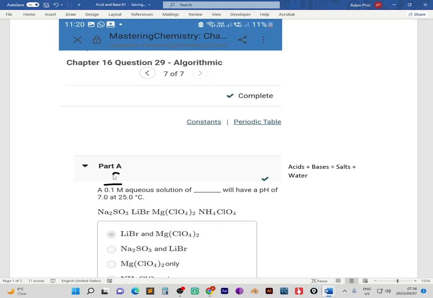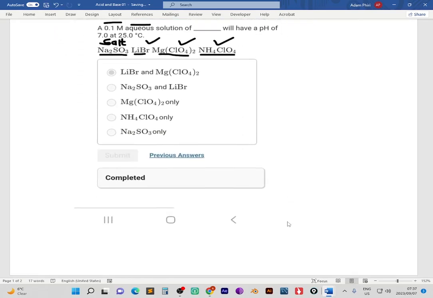It's a pH related problem, and what we're given is the concentration, an aqueous solution, and the product. So the product is a salt. The pH there is 7, which means that the salt should be in an environment of neutrality. So we have lithium bromide, magnesium perchlorate, and ammonium perchlorate.